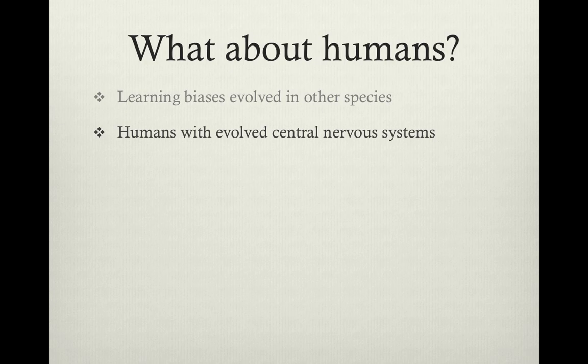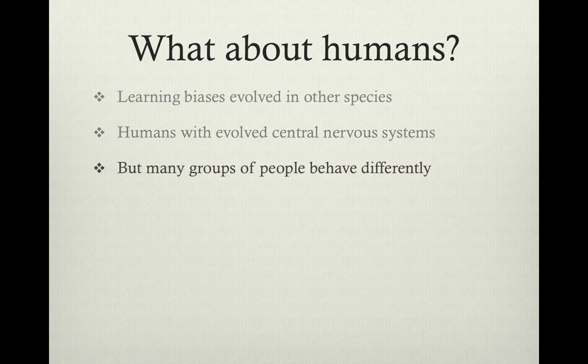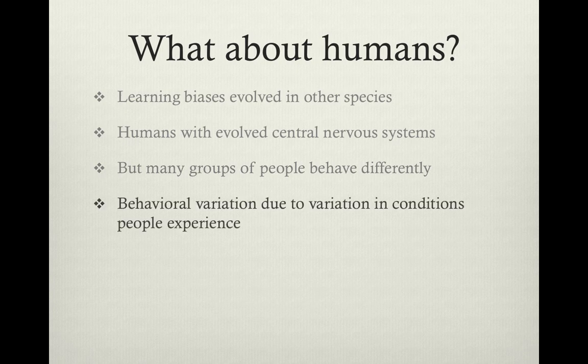We also have evolved central nervous systems, and it's not that far-fetched to then assume that we, in fact, have evolved learning biases. But many groups of people behave differently. We see a lot of variability in human behavior, or at least we think we see a lot of variability. Actually, a lot of the variability that we see is tied to culture, and tied specifically to the adaptive strategy, or how resources are produced in that particular context. So we're not quite as different as we think we are.